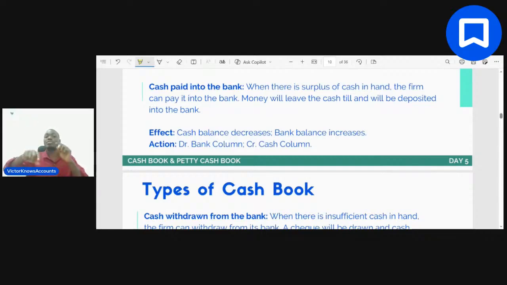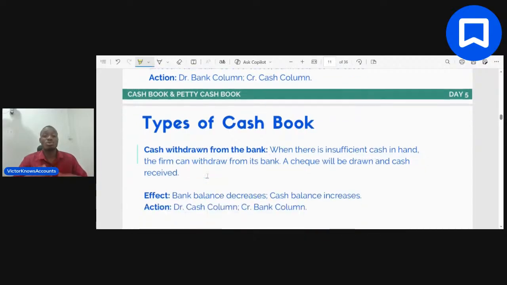It means that your cash balance is reducing, but your bank balance is increasing. And because of that, it means cash is the giver and bank is what? The receiver. So you have to debit the bank column of the cash book and you credit the cash column of the cash book, just as I illustrated in that example. Is that fine?